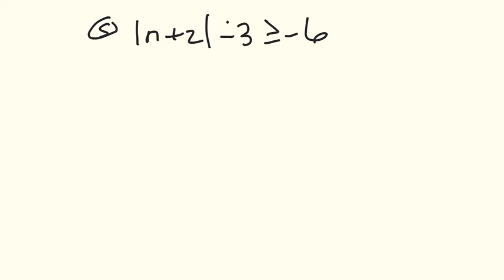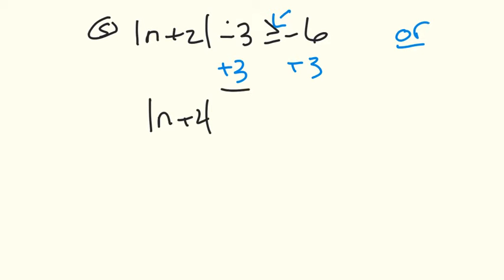Again, we're dealing with a greater than inequality. So this is going to be another OR compound inequality. But before we can even split it, we're going to have to get the absolute value by itself by getting rid of that -3 there. So let's take a look. We've got absolute value of n plus 2 is greater than or equal to -6 plus 3, which is -3.